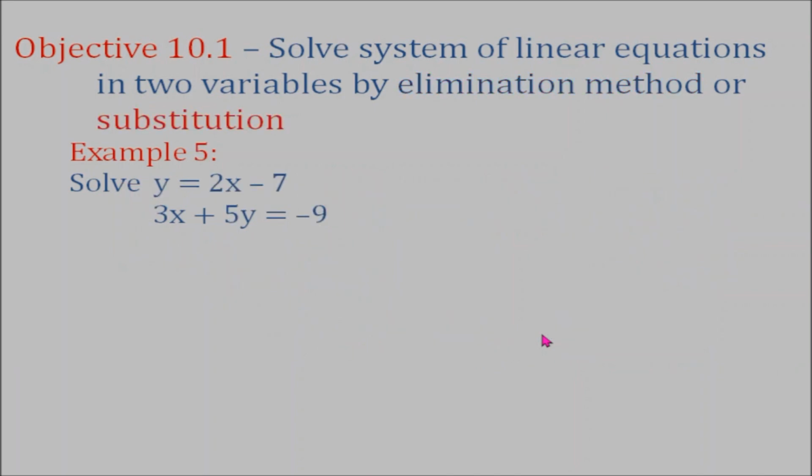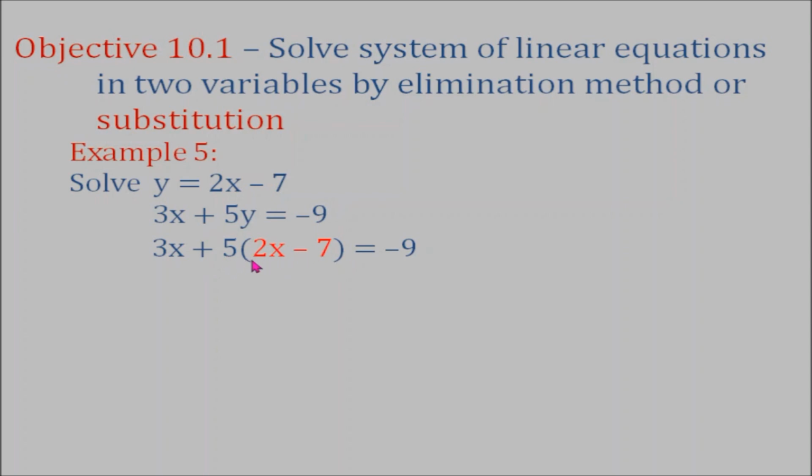Example number 5. This time we are going to use substitution method. So substitution method is advised if one of the equations is written in a form that a variable, either x or y, is isolated on one side of the equation, like this one, y equals 2x minus 7. So we are going to substitute y with 2x minus 7, so it becomes 3x plus 5 times 2x minus 7.